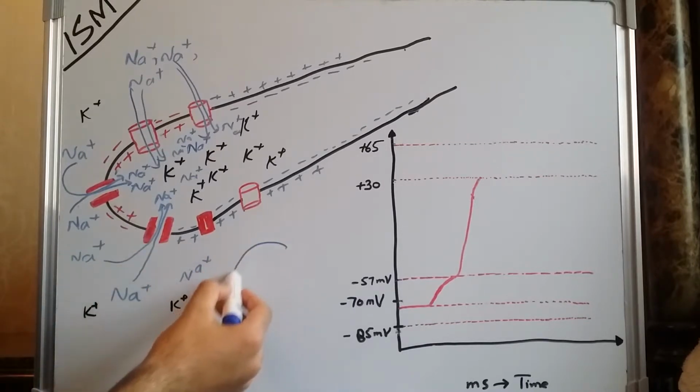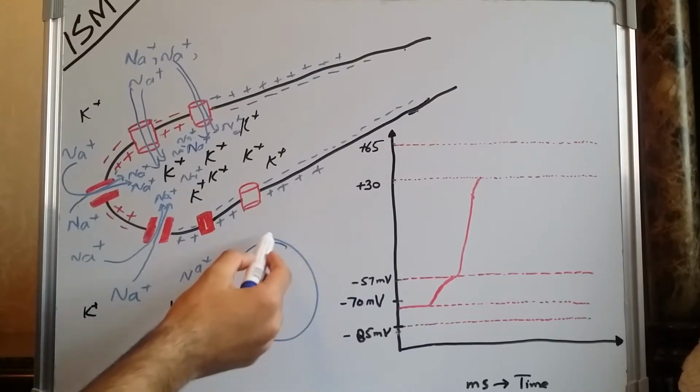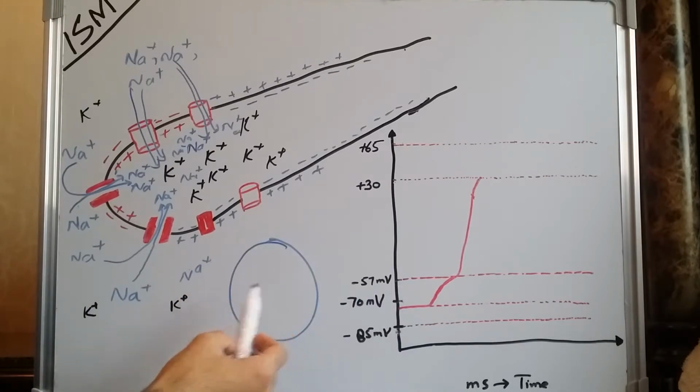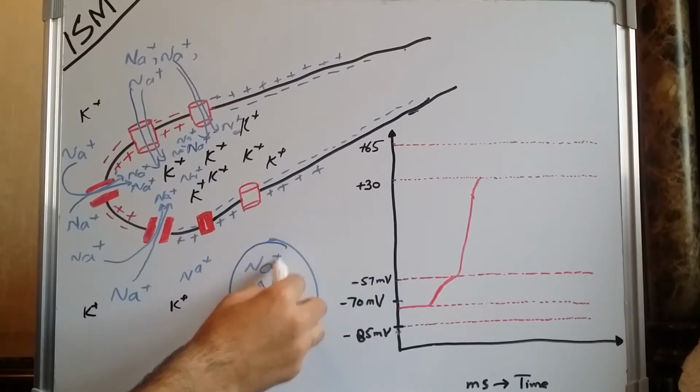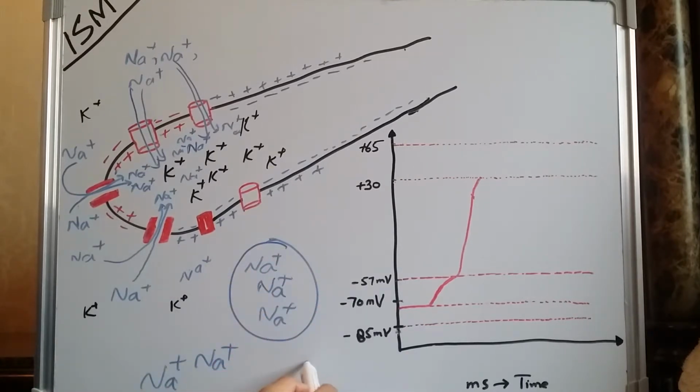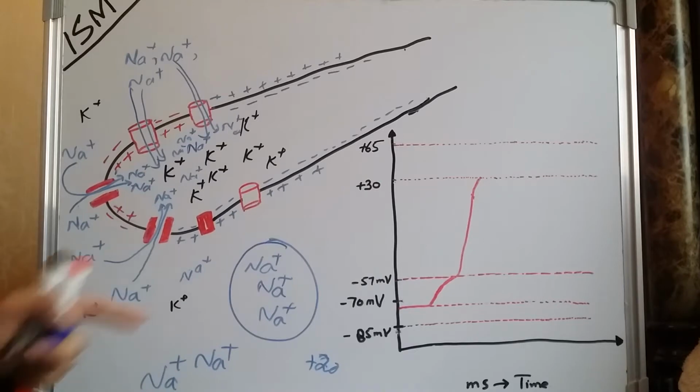Suppose this is the membrane, and this is the intracellular and extracellular space. Suppose there are two sodium outside and three sodium inside. Suppose here the potential difference is plus 20. That is the potential difference between the outside and inside of the membrane.